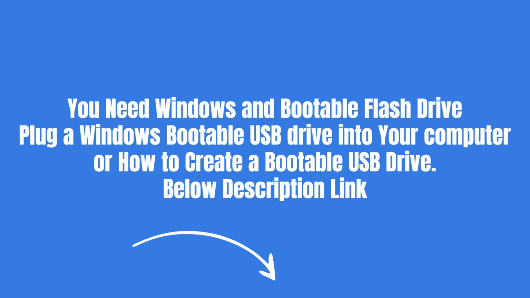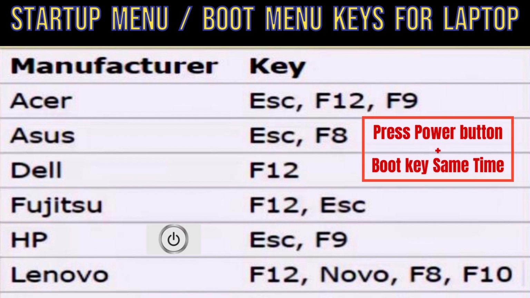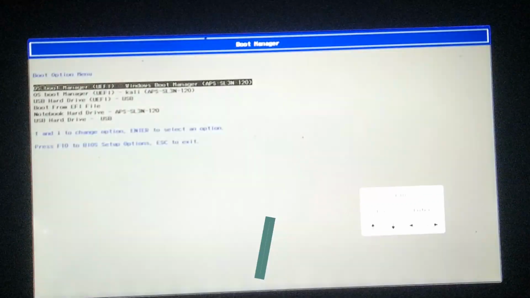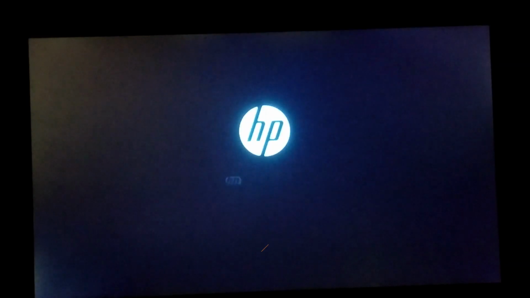First, you need a Windows bootable flash drive and plug the bootable USB drive into your computer. Press the power button and the boot key of your computer at the same time. You can see the boot manager interface and select our bootable USB flash drive.